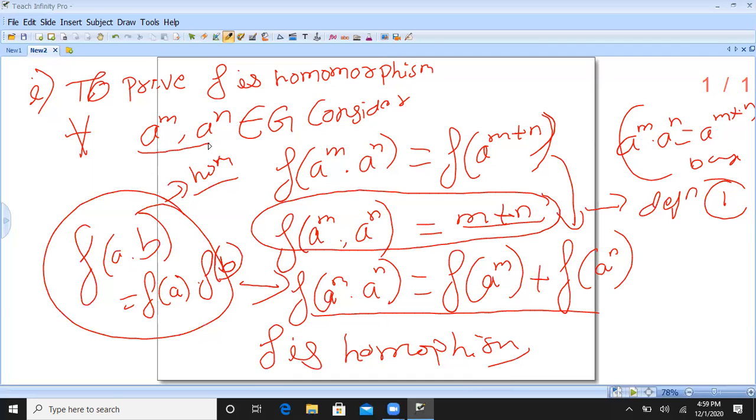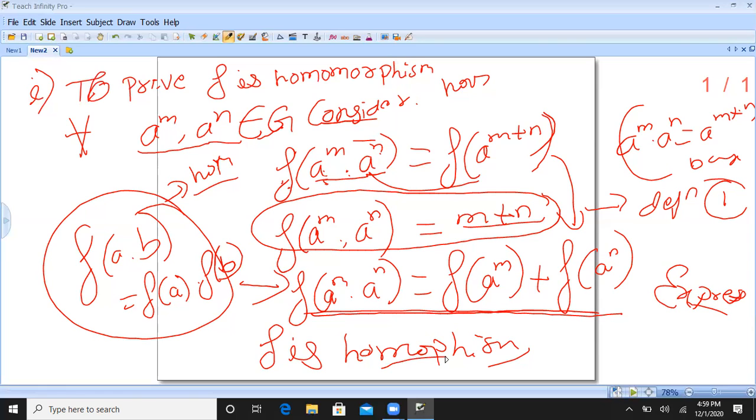We consider a raised to m and a raised to n belonging to G. Considering f of a raised to m into a raised to n, now we prove the homomorphism. For that we multiply the two, so that it proves f is a homomorphism. So f of a raised to m into a raised to n, by the law of indices, we can write that a raised to m into a raised to n is equal to a raised to m plus n. Therefore we can write it in the form of the homomorphism definition, that is f of a raised to m into a raised to n is equal to f of a raised to m plus f of a raised to n, since f is a homomorphism.